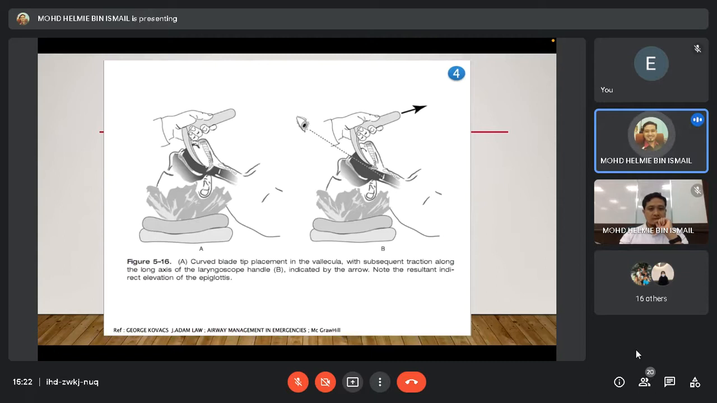Alright, this is the sniffing position. The patient is put in the sniffing position. It's just an illustration now. Basically, the tip of the laryngoscope should be at the vallecula. What does vallecula mean? It's just above the epiglottis. When you see the epiglottis, you put the tip of the laryngoscope above the epiglottis.